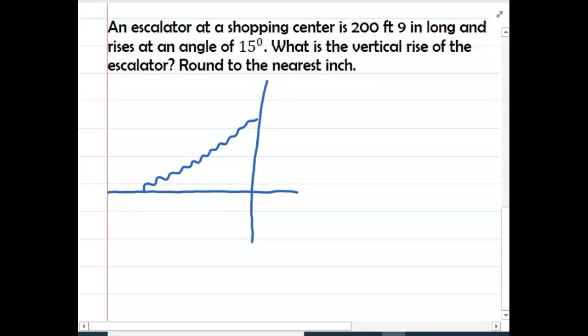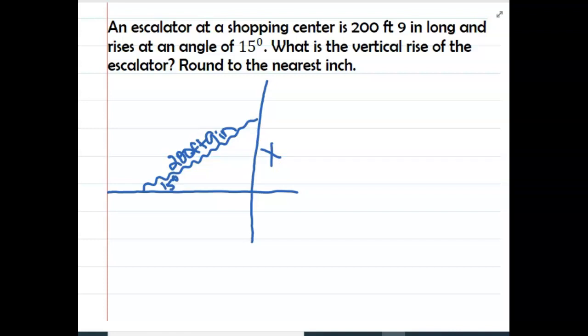It says it is 200 feet 9 inches long, rises at an angle of 15 degrees. So this right here is going to be 15 degrees. I'm wanting to know what is the vertical rise of the escalator. What am I looking for when you do a vertical rise? Now I have the hypotenuse, don't I? Height. Yeah, the altitude, the height. I love these math words. They're great. Yeah, I'm looking for that right there.